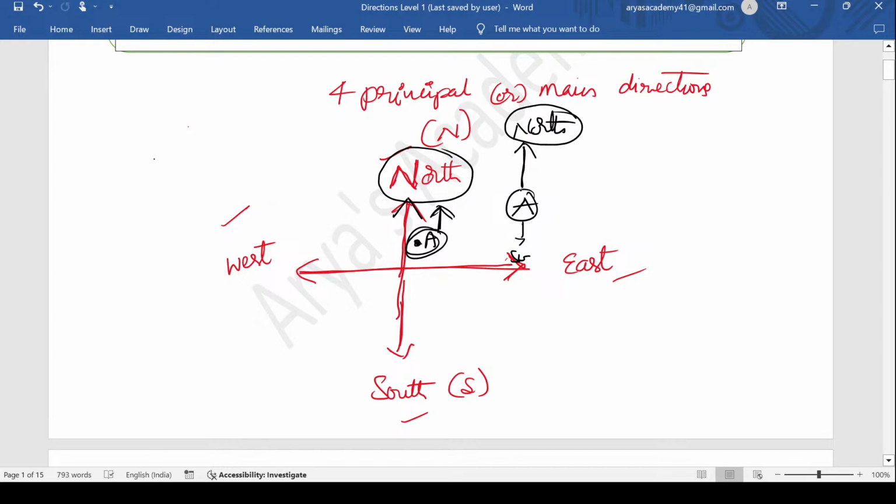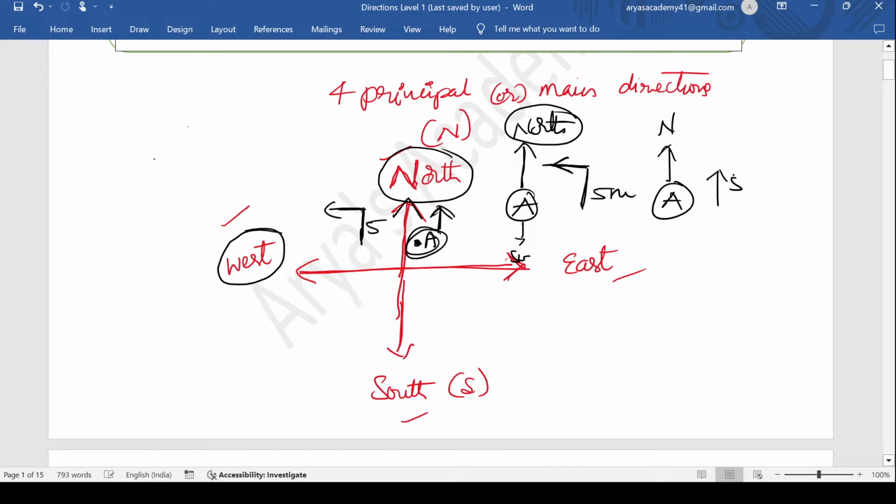Then let us suppose that he walks for 5 meters, and then he turns left. Now which direction will he be going? Initially he was facing north. He traveled for 5 meters and then he turned left. Towards the left means he is going to which direction? West direction. Let us suppose the same person A, facing the same direction, north. He has gone 5 meters facing north, and suddenly he took a right turn after walking 5 meters. Then he will be walking towards which direction? East. So that is what you have to understand.